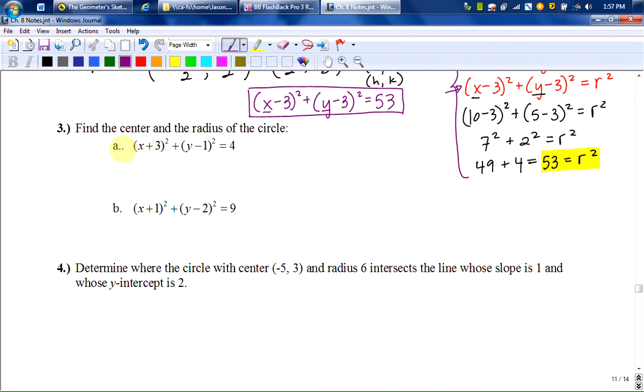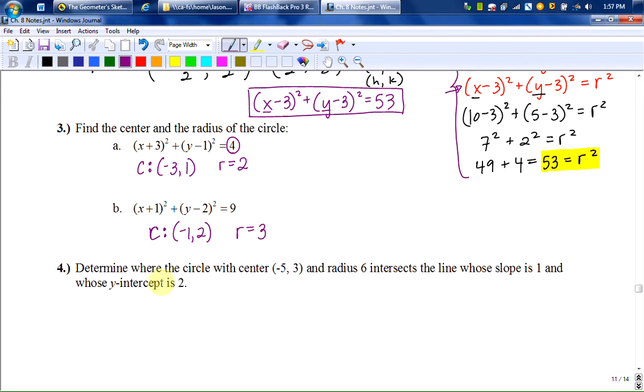And for A, they want me to find the center, which is at -3, 1. I'm flipping the signs, and the radius, which is the square root of this value. So it's 2. That's all they want me to do. B, the center is at -1, 2. And the radius is 3. Pretty easy.